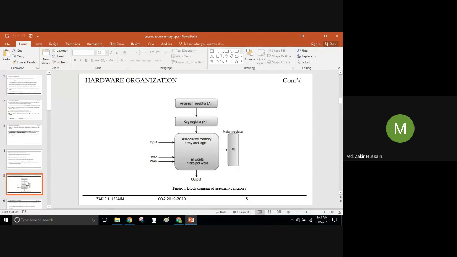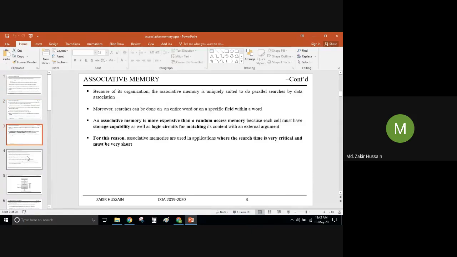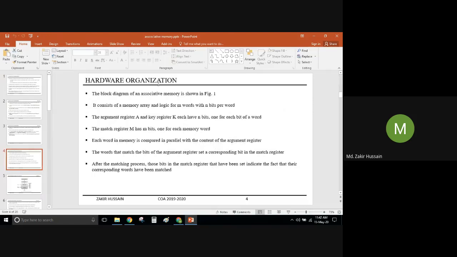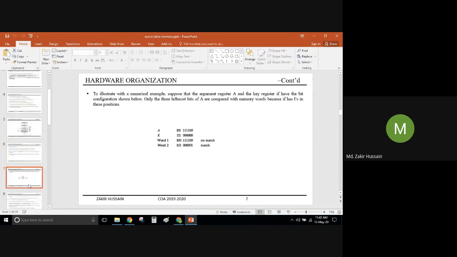Write about associative memory, how it functions. The question is not simply write about associative memory. Explain how associative memory functions. In that case, if you write only this much, it is not enough. You can skip this portion, but you have to start from this hardware organization. This entire 4, 6 slides are there, no? Earlier I said, then you have to write. So this slides contains total how many questions? 3 questions.